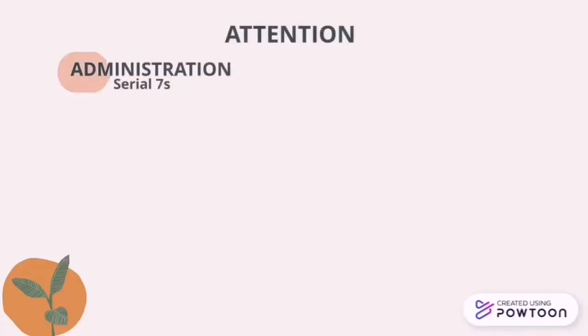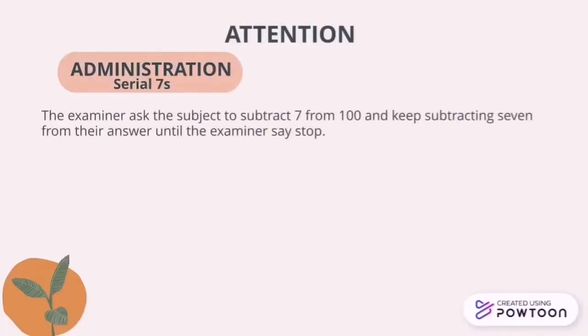For serial 7s, the examiner will ask the subject to subtract 7 from 100 and keep subtracting 7 from the answer until the examiner says stop. Give the instruction twice if necessary.